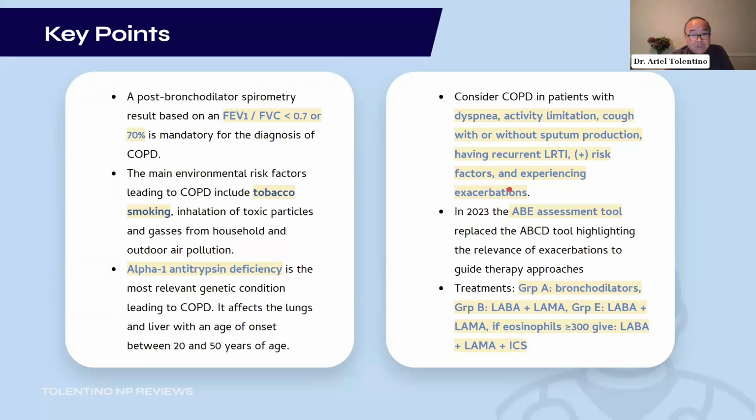And in the root of the question, you might see this important determinants for you to think that this is indeed a COPD case, like the presence of dyspnea, activity limitation, cough, and the quality of sputum, the exposure to infections, and experiences of exacerbation. Know by heart the ABE assessment tool that we have discussed in detail. Know also the different pharmacological interventions for group A, B, and E, and the influence of eosinophil counts on your use of your triple therapy.